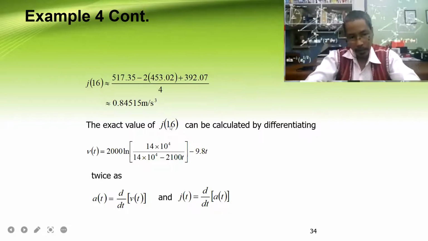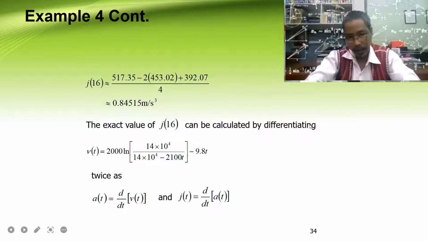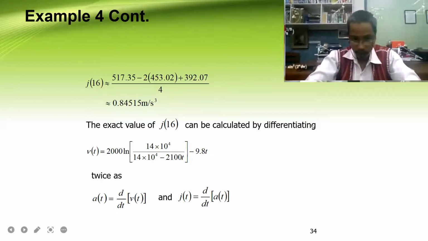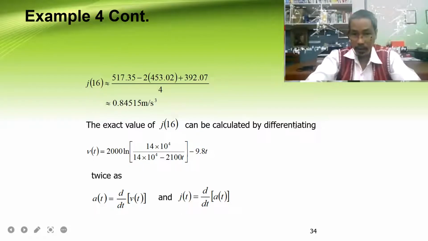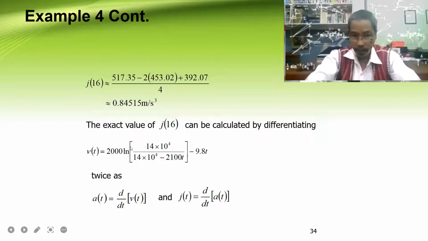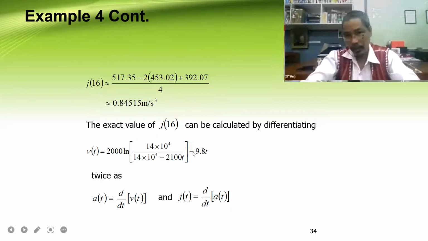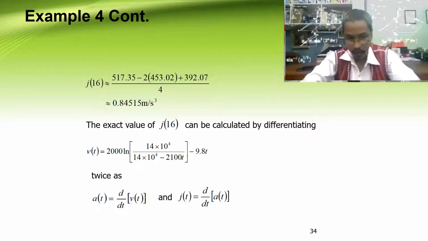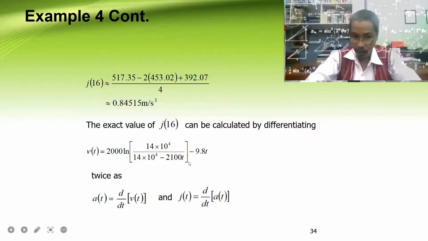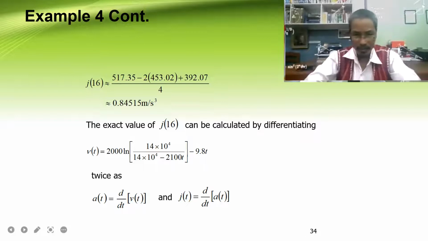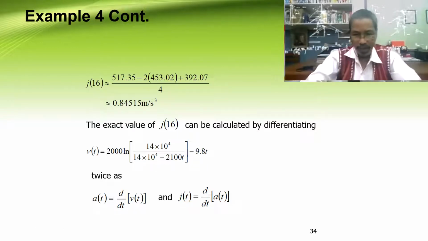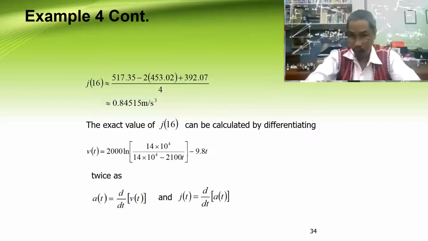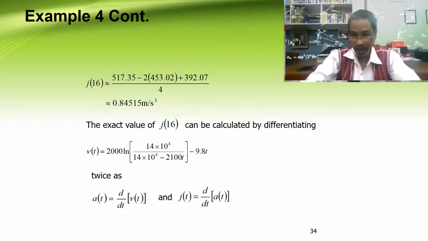The exact value of jerk at 16 can be calculated by differentiating the given function twice. First derivative, then second derivative. Take the second derivative of the given velocity function. And that is a very simple matter for you because you already successfully passed calculus.